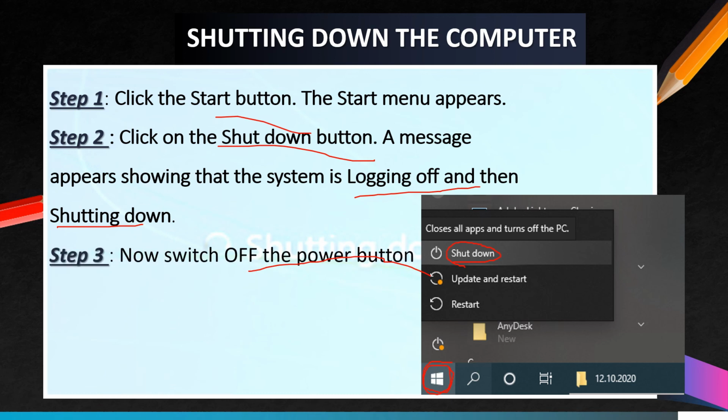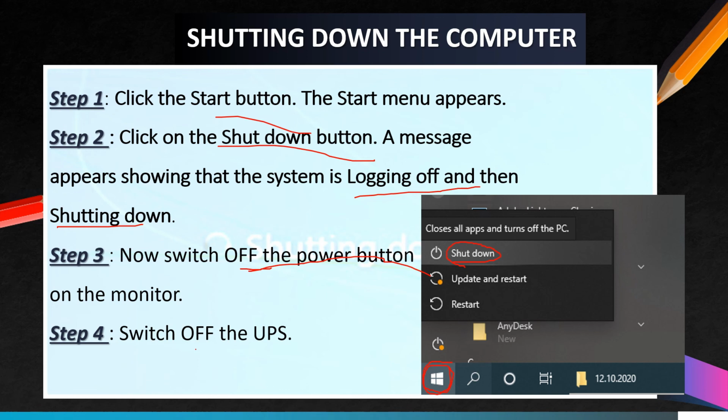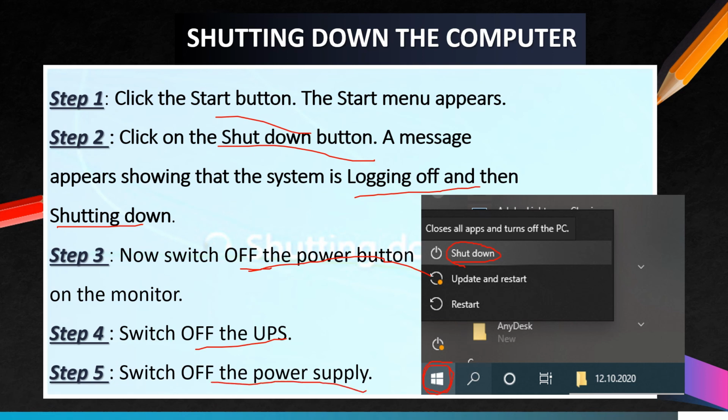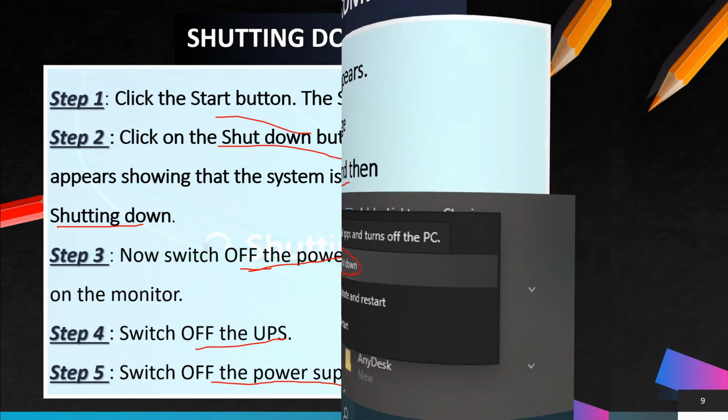And then the third step, now you have to switch off the power button on the monitor. Next step, step 4, switch off the UPS. The fourth step, switch off the UPS. And the last step, switch off the power supply. So these are the steps to be followed to shut down a computer. Okay.